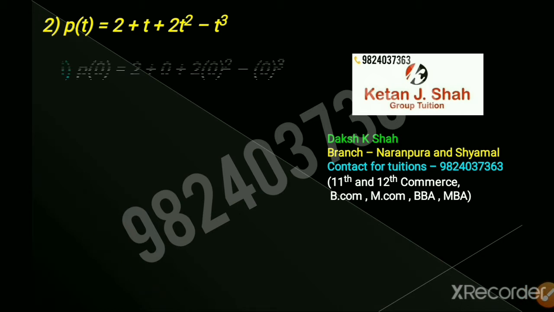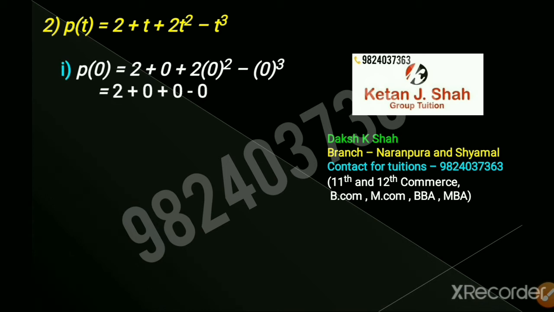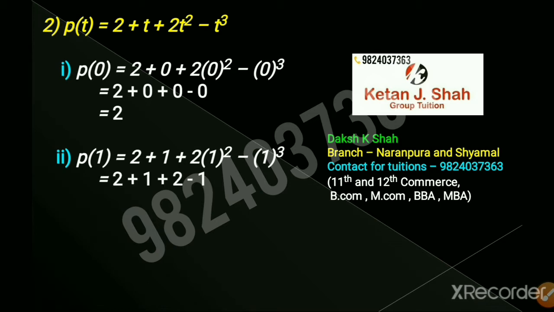Now the next example, p of t equals 2 plus t plus 2t square minus t cube. So p of 0 will be 2 plus 0 plus 2 into 0 square minus 0 cube. So it will be 0, 0, 0 because 0 multiplied by anything equals 0. So the answer will be 2 for p of 0. Now p of 1: 2 plus 1 plus 2 into 1 square minus 1 cube. So 1, 1, 1. So 2 plus 1 plus 2 minus 1, it will be 4.